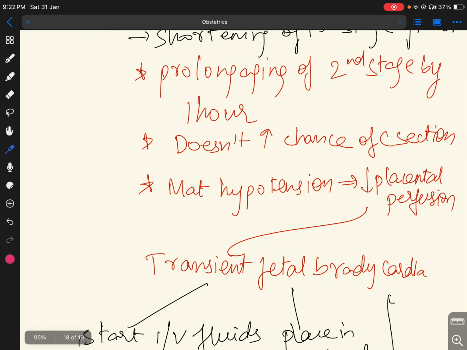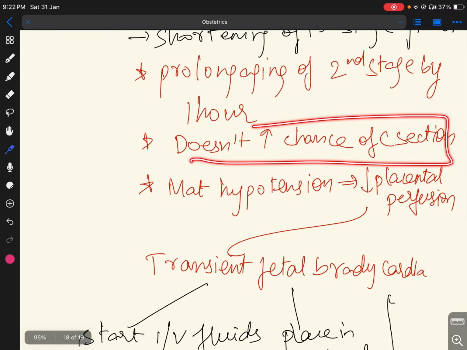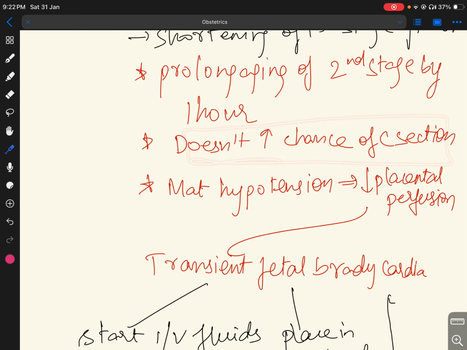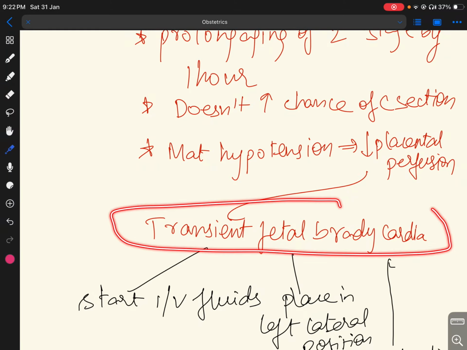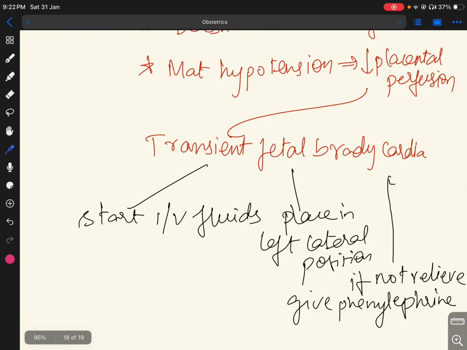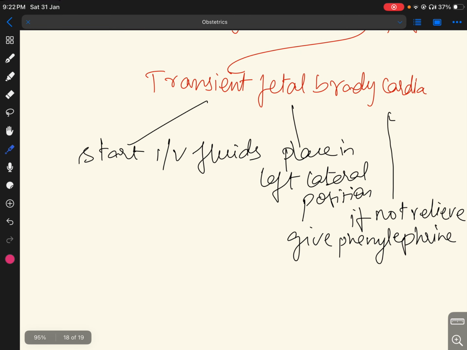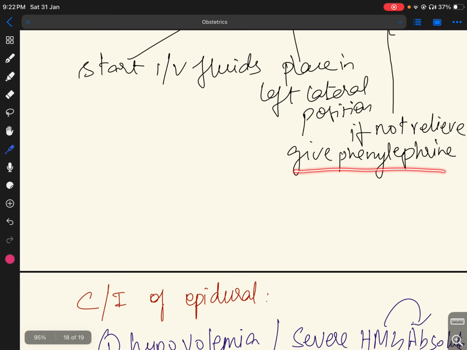It doesn't increase the chance of C-section. That's a myth. Maternal hypotension, as I said, leads to decreased placental perfusion and may lead to transient fetal bradycardia. If there is transient fetal bradycardia, you have to immediately start IV fluid and place the patient in left lateral position. If not relieved, give phenylephrine.